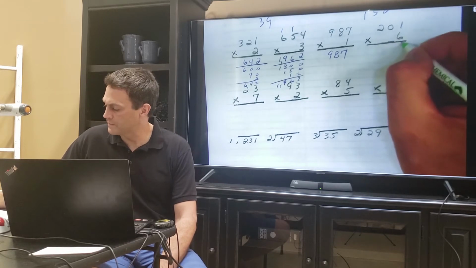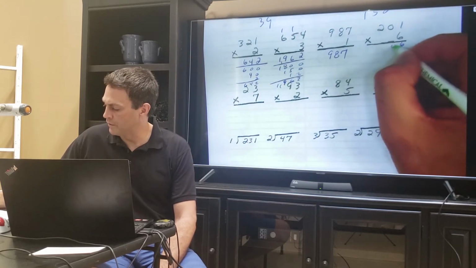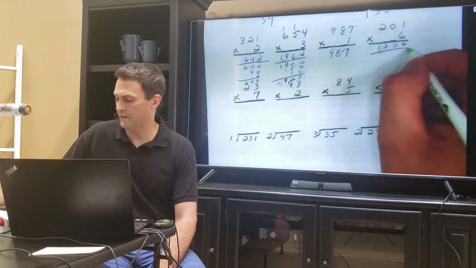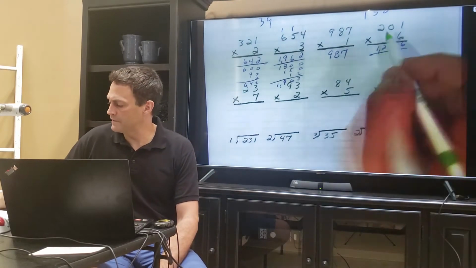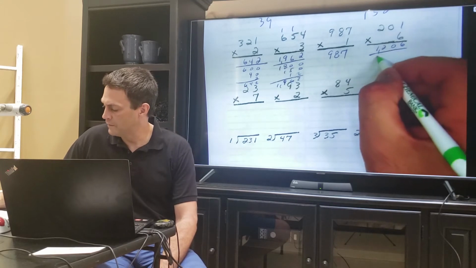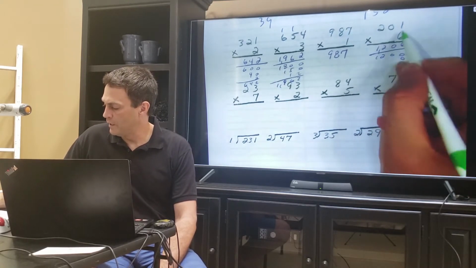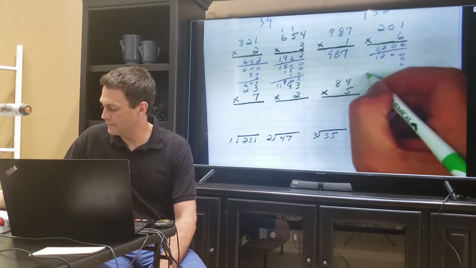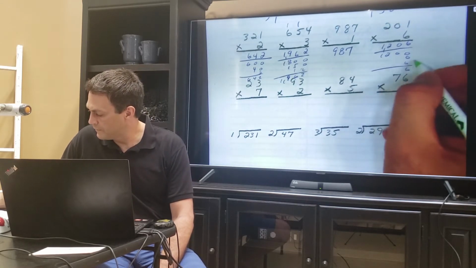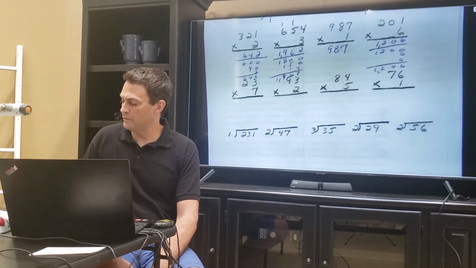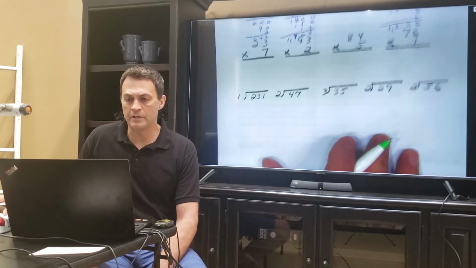1 times 6 is 6. 6 times 0 is 0. 2 times 6 is 12. 1,206. All right, 6 times 200 is 1,200. 6 times 0 is 0. And 1 times 6 is 6. So we have 6, 0, 2, 1. 1,206, 1,206. All right, 23 times 7.